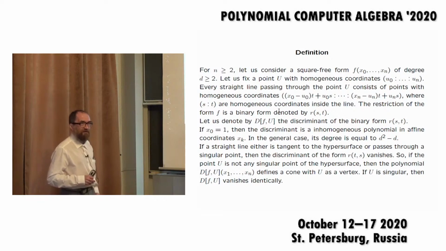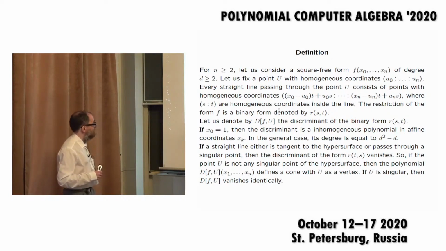Sometimes the discriminant vanishes identically. If a straight line alpha is tangent to the hypersurface or passes through a singular point, then the discriminant vanishes. And if the point u is a singular point, then the discriminant for this point u vanishes identically.